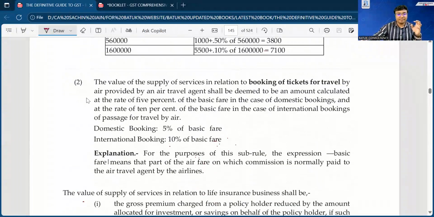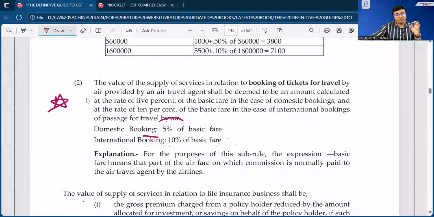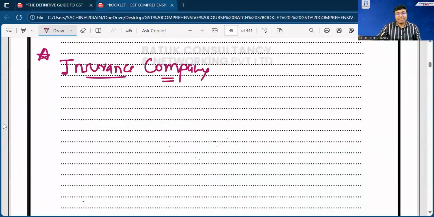So air travel agent we have done. In case of domestic booking, 5% of basic fare. In case of international booking, 10% of basic fare. Okay. Now, insurance company, in case of life insurance, how is the value going to be calculated? Many times we are paying an amount to the insurance company, suppose 5 lakh rupees for the insurance. And when you check the insurance policy, you will find that the company is going to invest an amount of 3 lakh rupees.